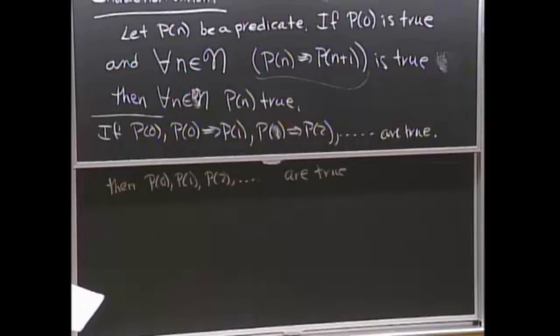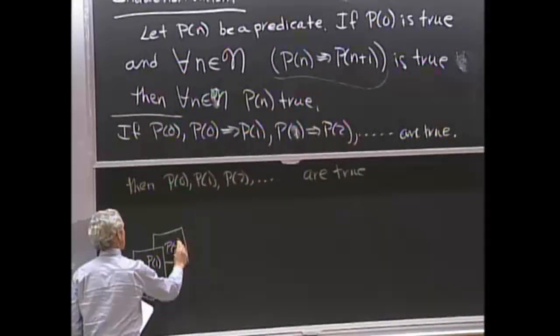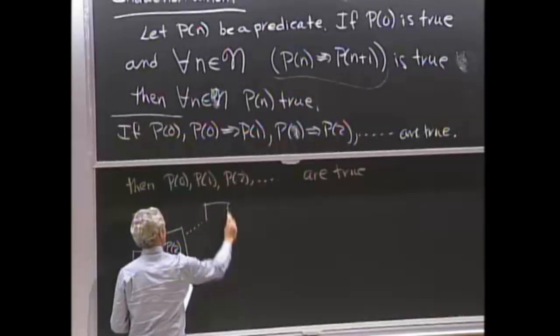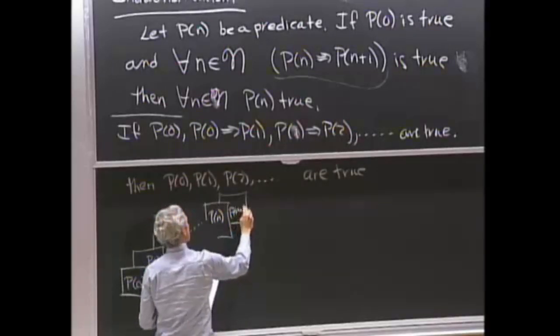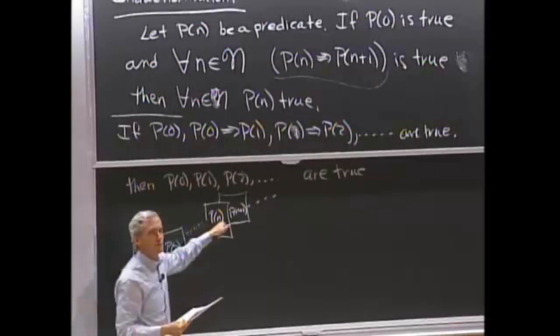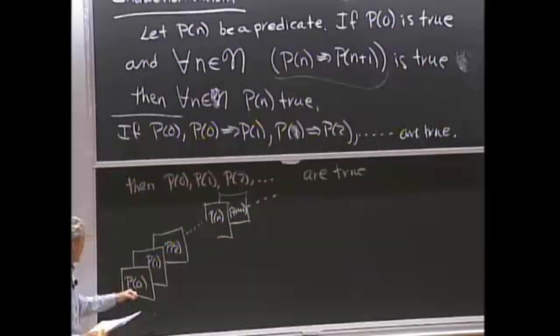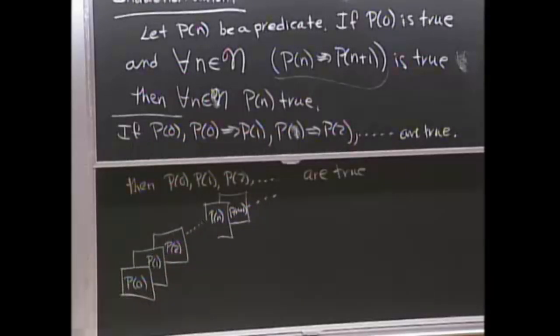You can sort of view this as a series of dominoes. You know, I got a domino for each n. And each domino knocks over the next in terms of truth. Knocking over corresponds to truth here. And if I know P(0) is true, that means I knock over P(0). P(0) implies P(1) means P(1) goes down. P(1) implies P(2) means P(2) goes down, and so forth. All right, pretty basic.